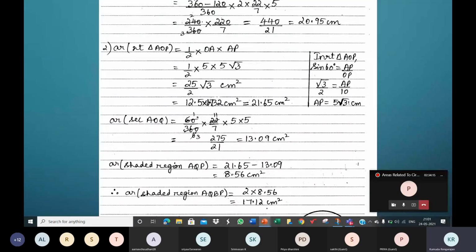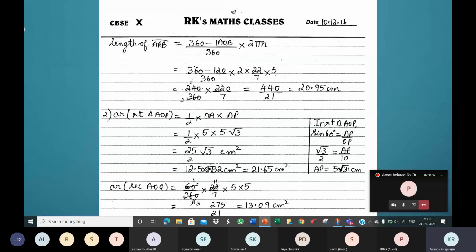The length of the arc we understood. You can see it here: theta by 360, or 360 minus theta by 360, into 2 pi r. Length of arc.